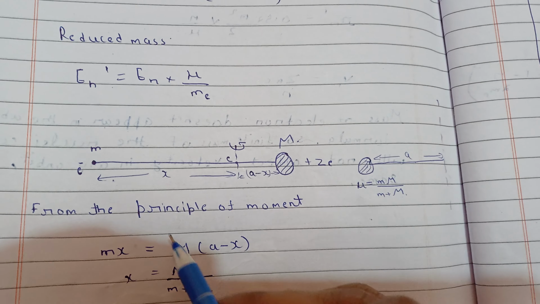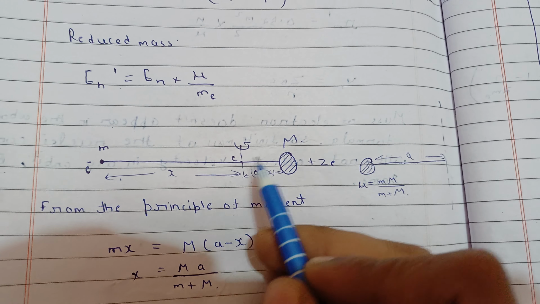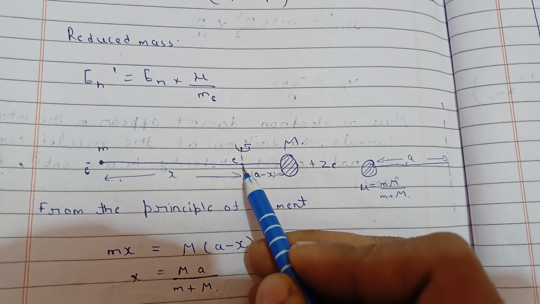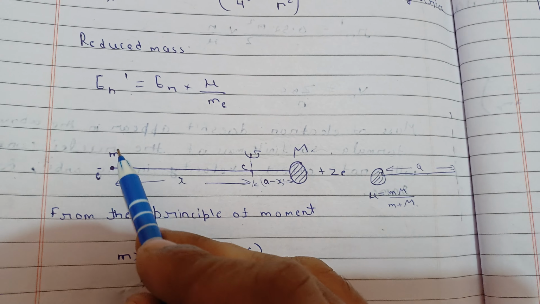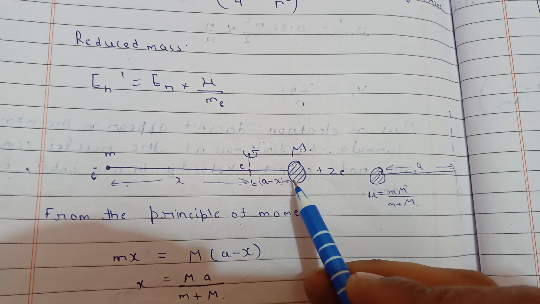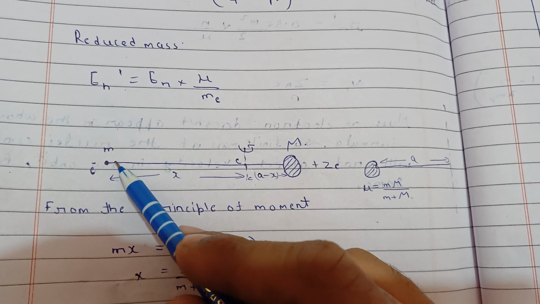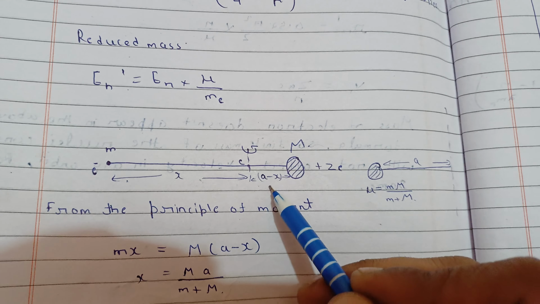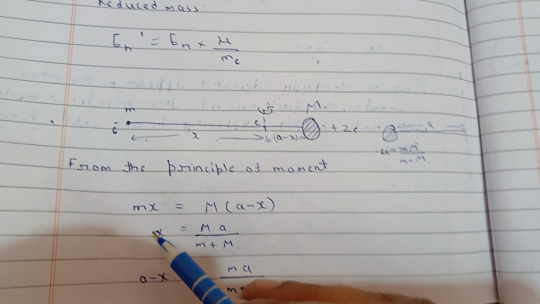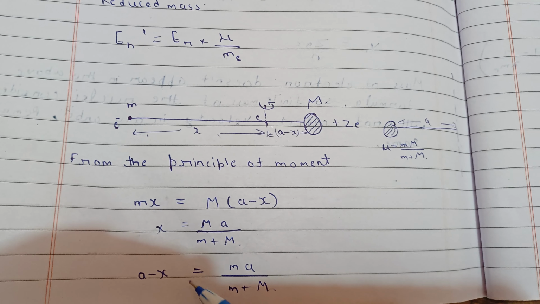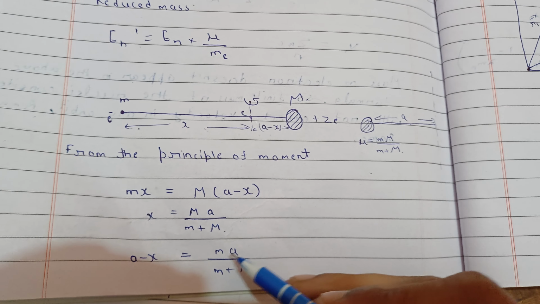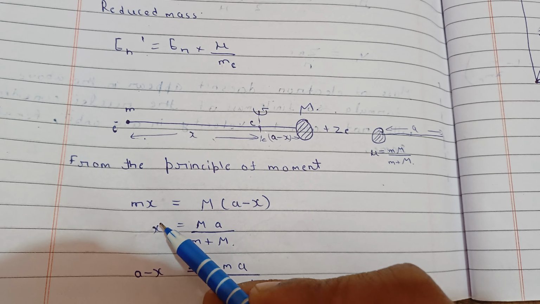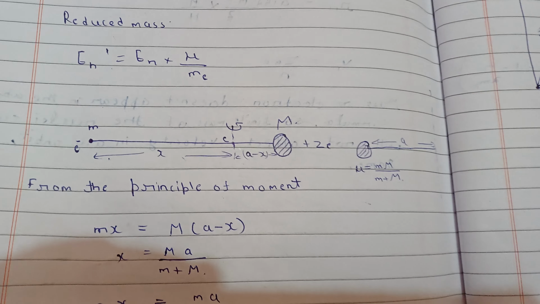From the principle of moments, if we find the center of mass of these two bodies, it will be somewhere here. If this distance is x and this is a minus x, then the complete distance is a. So small m multiplied by x must be equal to capital M multiplied by a minus x. From here we can find the value of x. Then a minus x, which you will solve, gives small m a over m plus M. So you have the values of x and a minus x.